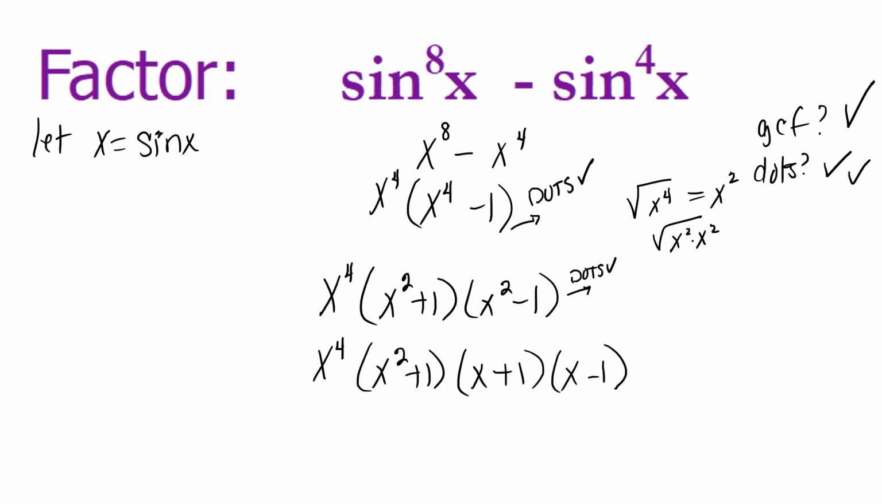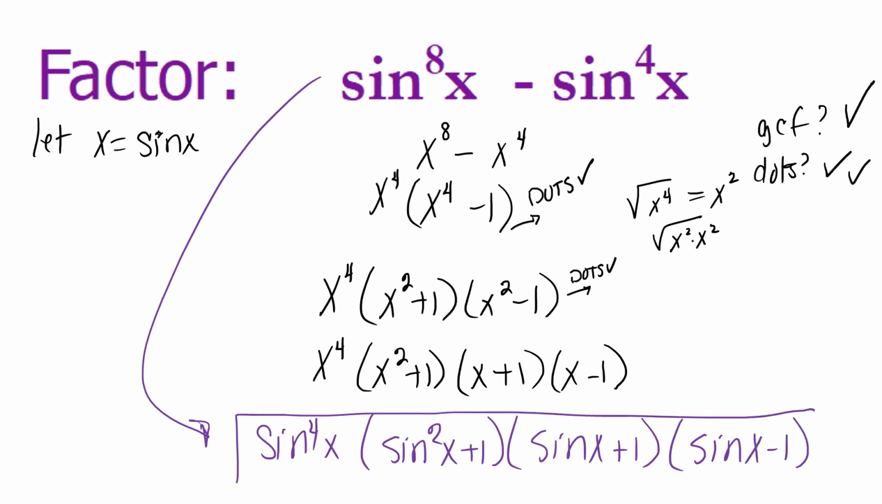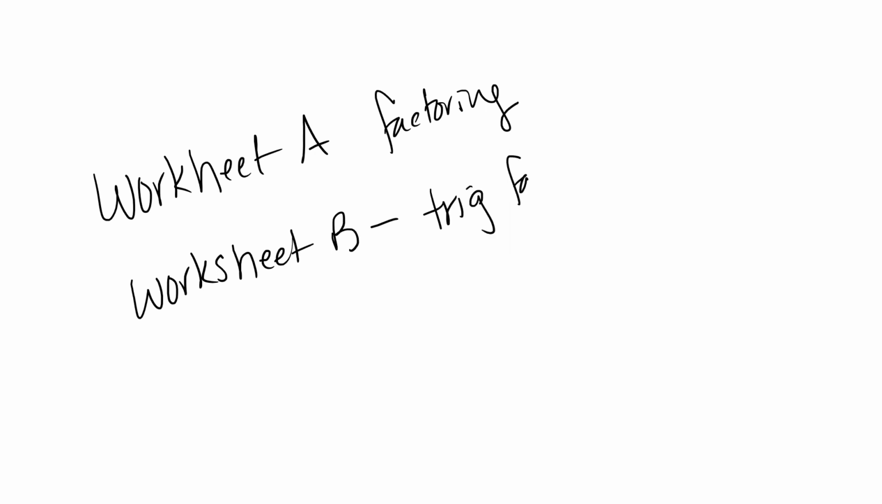That is factored completely. Now put it all back in terms of sine. So we'll have sine to the fourth of x multiplied by sine squared of x plus 1 multiplied by sine of x plus 1 and then multiplied by sine of x minus 1. There you go. That's got 4 separate factors. Again, you guys should be looking at regular factoring problems on worksheet A, and then practicing some more trig factoring on worksheet B.